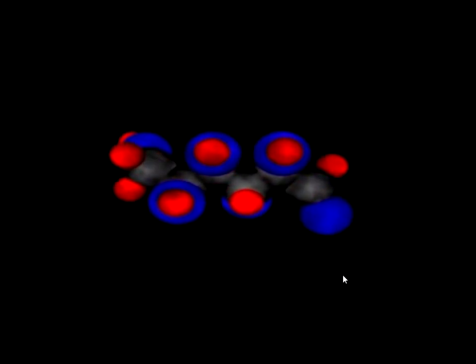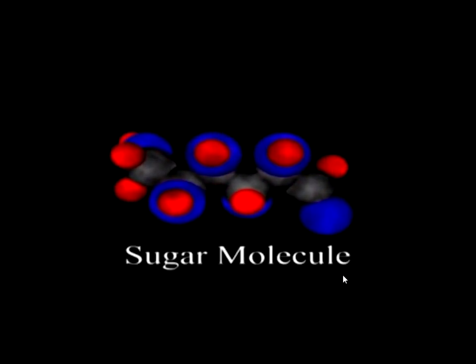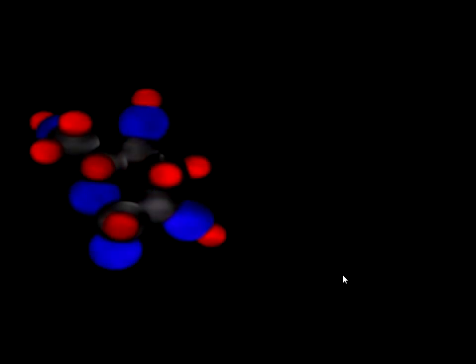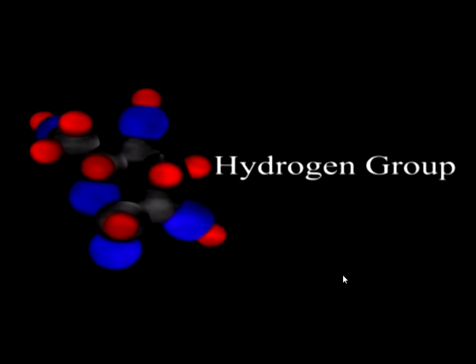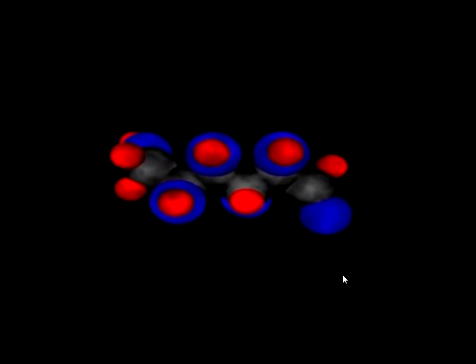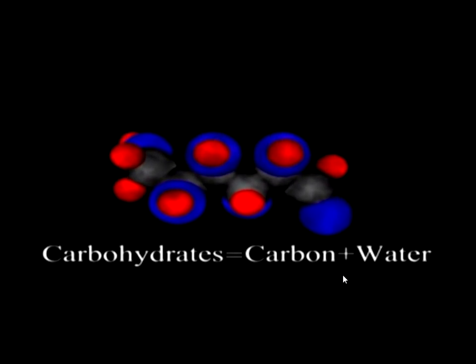All carbohydrates are built from molecular monomers, or subunits called sugars, that contain only carbon, hydrogen, and oxygen atoms. The typical sugar has a backbone of 3 to 7 carbon atoms. Most of these carbon atoms have a hydrogen group and a hydroxyl group attached to them. Thus, the general formula for sugars is CH2On, where n is the number of carbons in the backbone. It is from this formula that carbohydrates derive their name, which literally means carbon and water.